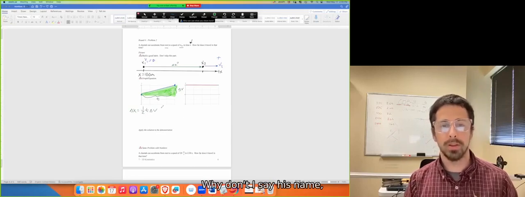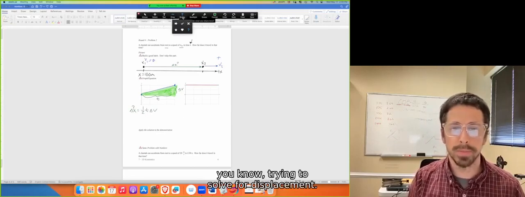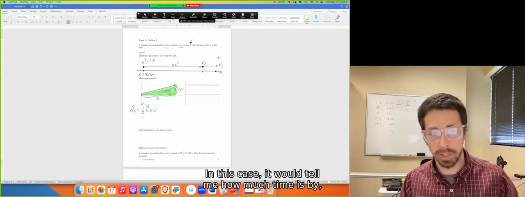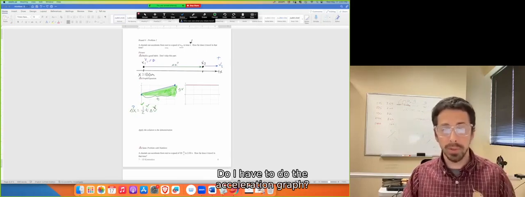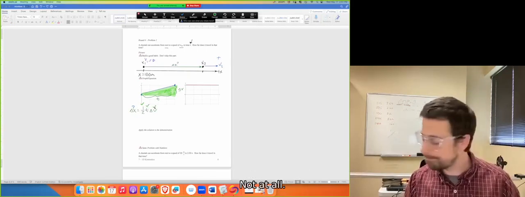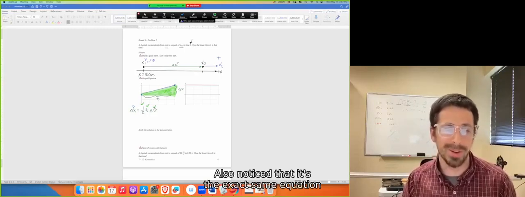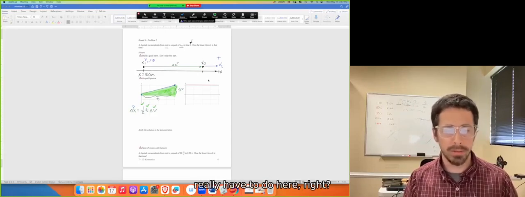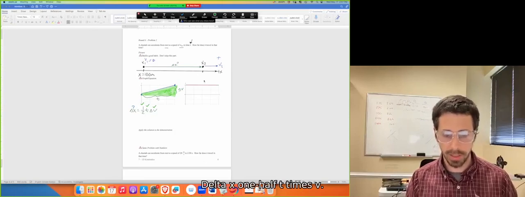Huzzah! Why did I say huzzah? Maybe you know. Trying to solve for displacement, I know the value of 1/2, I know how much time it is, and I know what my change in velocity is. Do I have to do the acceleration graph? Not at all. Also, notice that's the exact same equation we had up above. There's no other thing I really have to do here. Delta x equals 1/2 t times v.